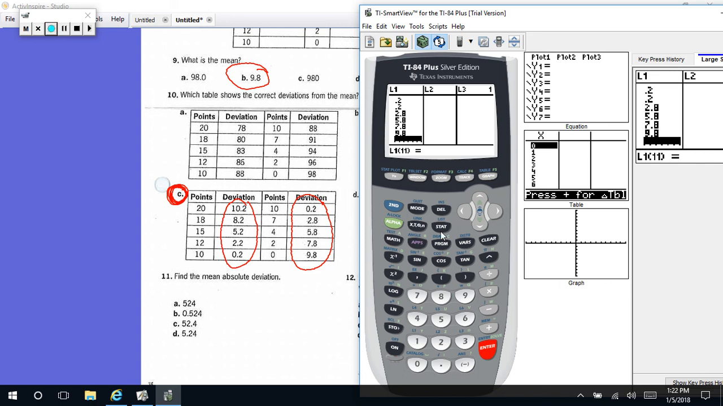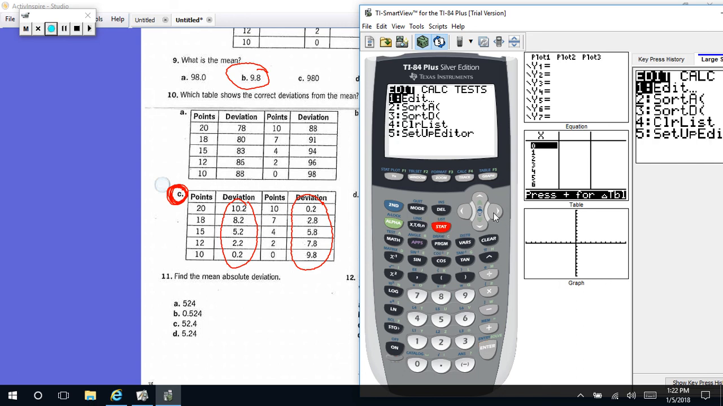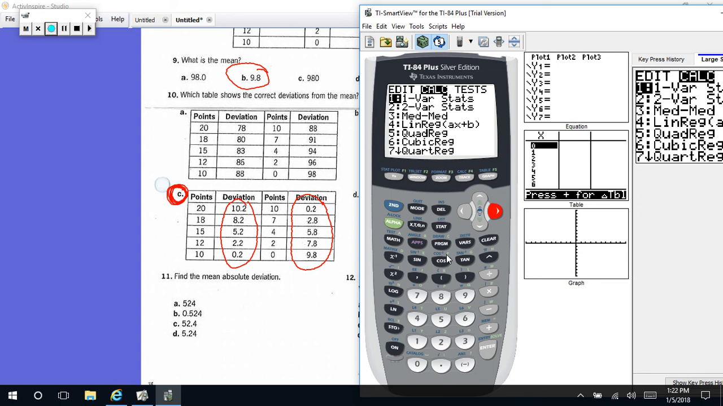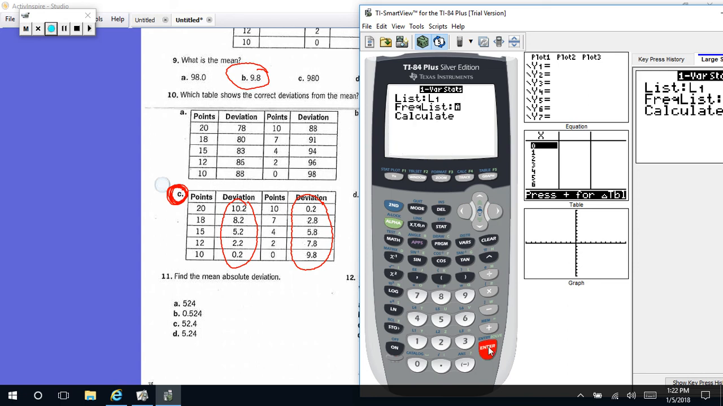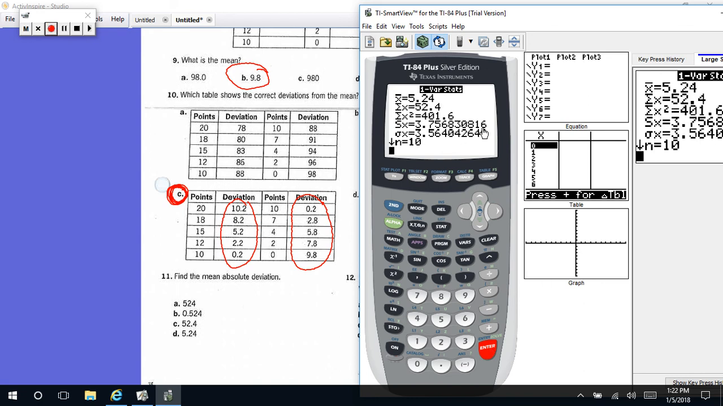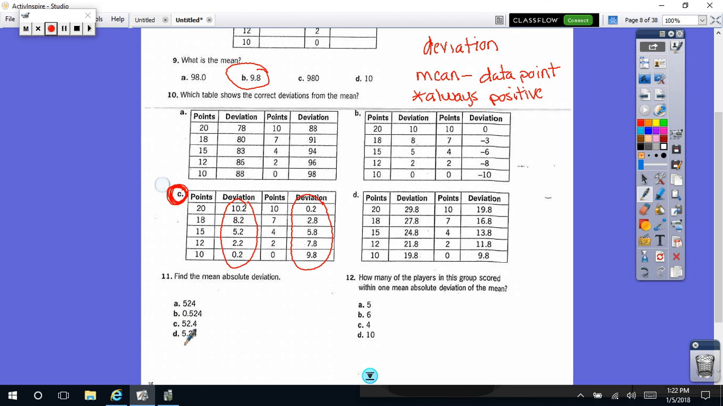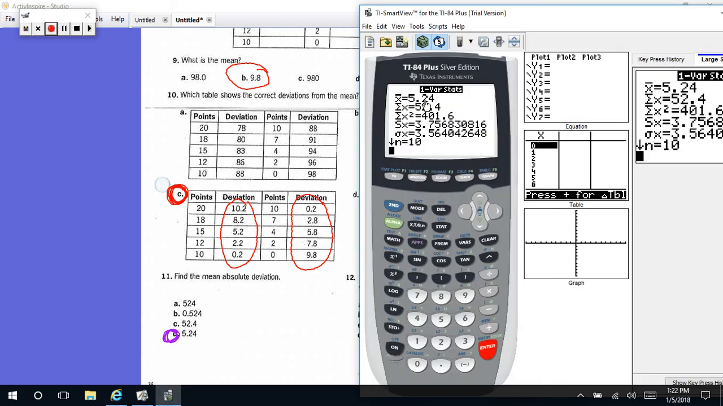And again, once you get them entered, hit the stat button again. This time we're calculating something. Go over to calculate. One variable. And it is going to pop up right there, 5.24. So that answer choice is D. White on white does not work. Okay, so the mean absolute deviation is D. In my calculator, the mean was 5.24.